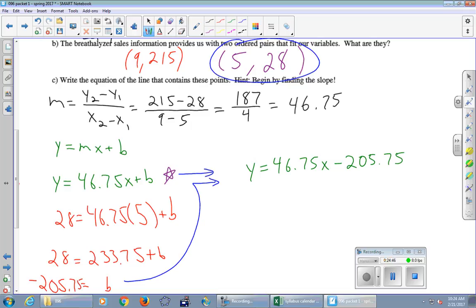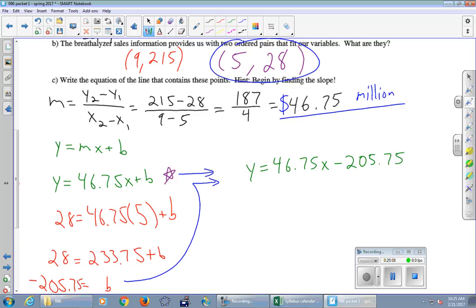What were they measured in? It was millions of dollars, right? 215 million and 28 million. And so this 187 must be millions of dollars. And in fact, that 46.75 must be millions of dollars. And then per, even though there's a fraction here, it came from a fraction. So I'm going to force a fraction back.